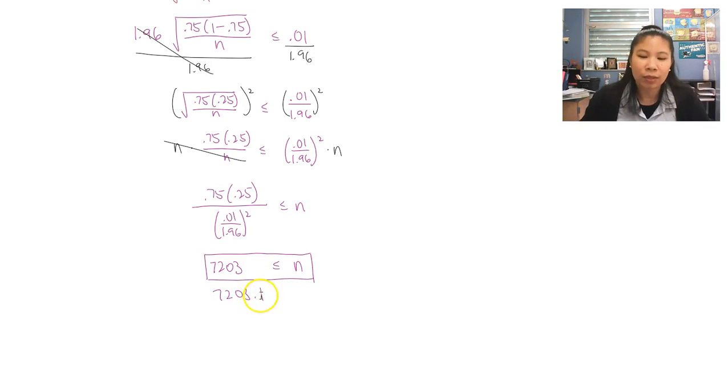If you ended up with a decimal, then our answer would be that our sample size would need to be at least 7,204. So no matter what the decimal is, whether the number is bigger than 5 or less than 5, you're always rounding up to the next whole number.